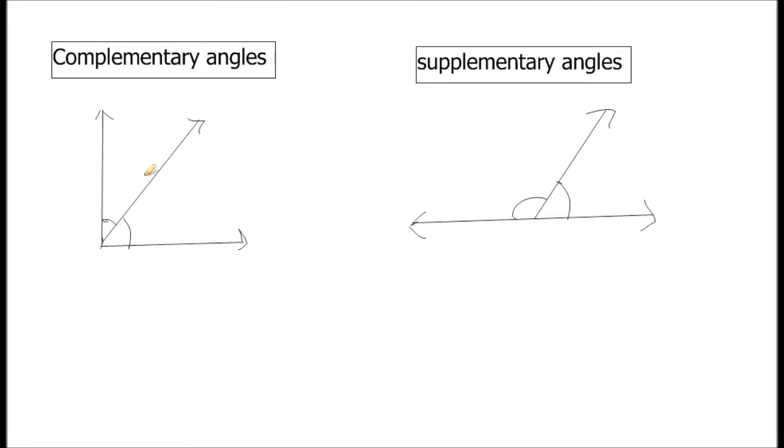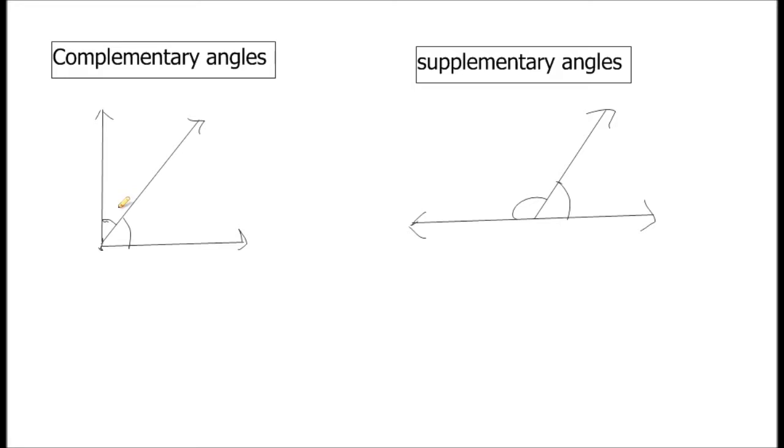Then here we have two angles. These two angles are adjacent to each other. Two angles are said to be adjacent to each other if they have a common vertex and a common arm, and the other arm of each angle is on either side of the common arm. Then these two angles are adjacent to each other.